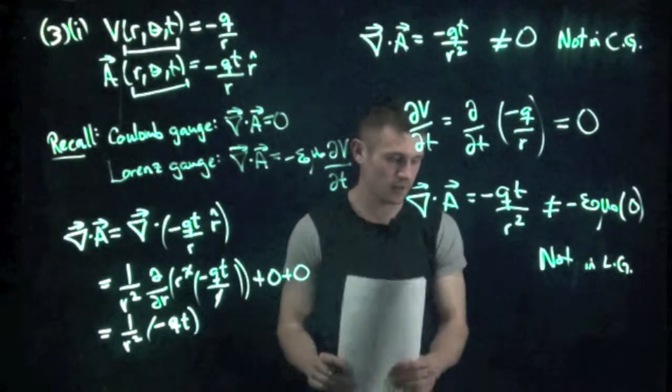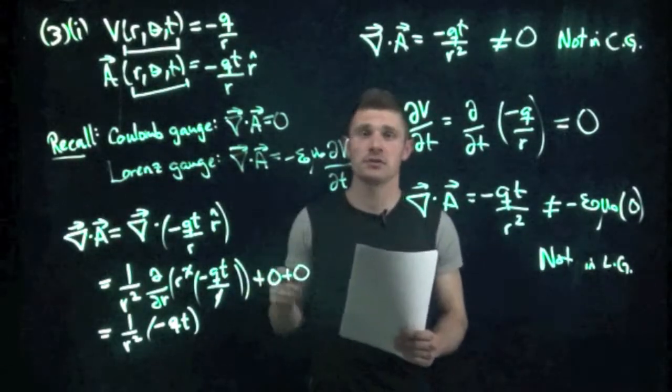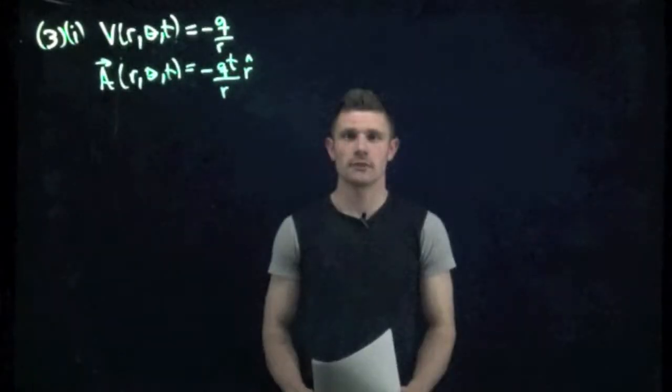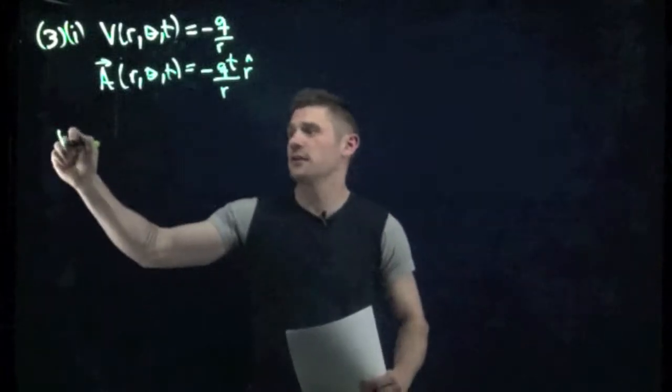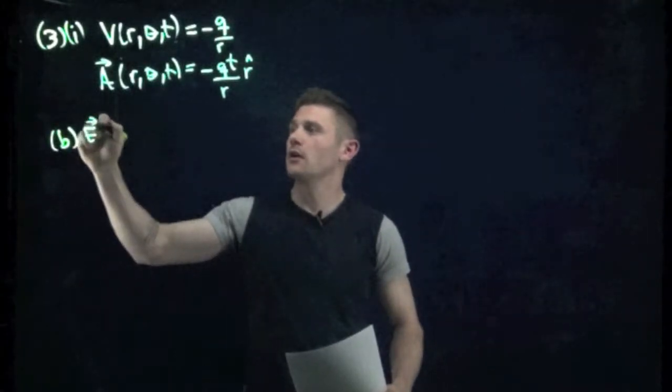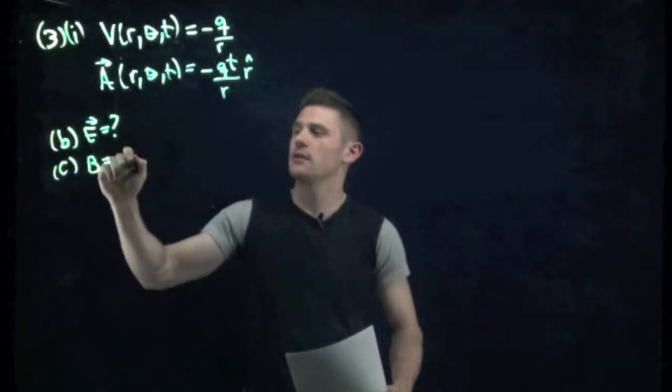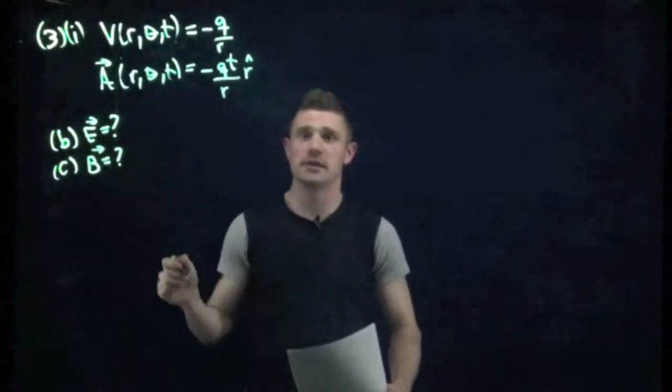And that's part A of the first part of this question. The next thing to do is calculate the electric field and the magnetic field. Part B asks us to find the electric field for this configuration of potentials, and part C asks us to find the magnetic field. So we'll do them simultaneously.